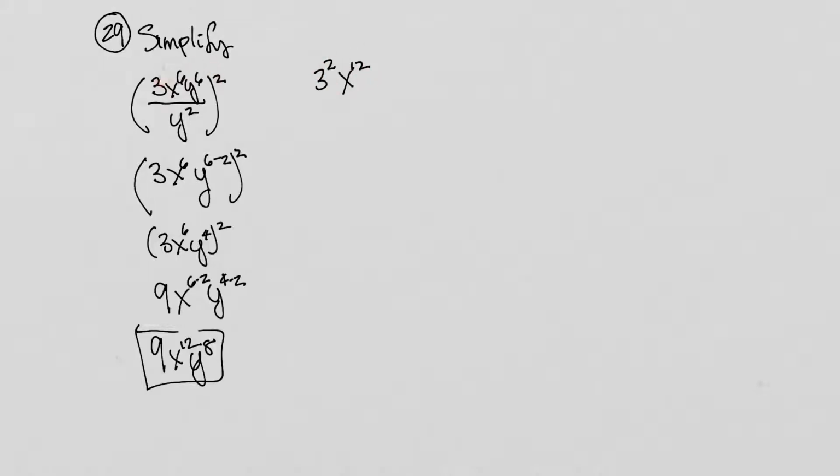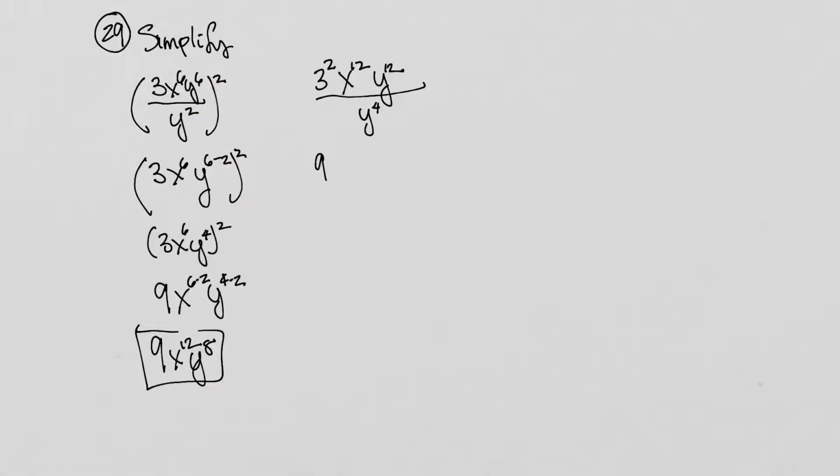So I'll get 3 squared. Then I'll get x to the 6 times 2, which is 12. And then again with the y. So I'll get the same thing with the y. I'll get y to the 12 all over, and then down here, I multiply those exponents, I get y to the 4th.